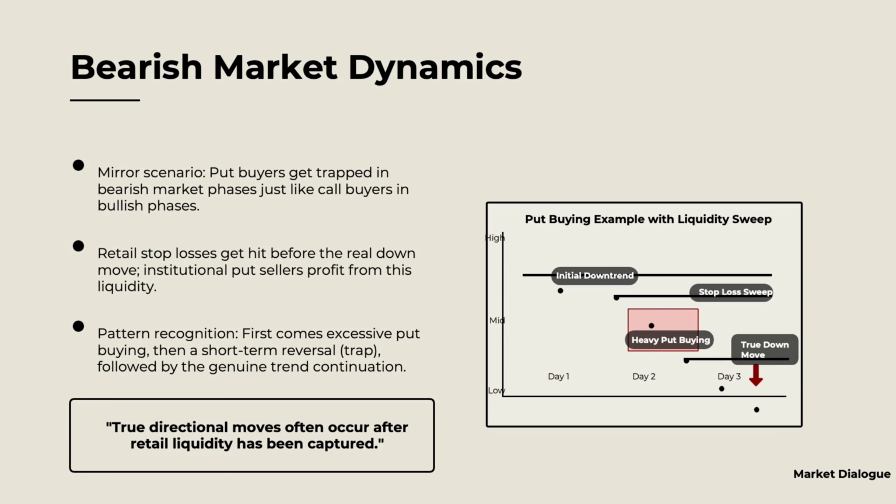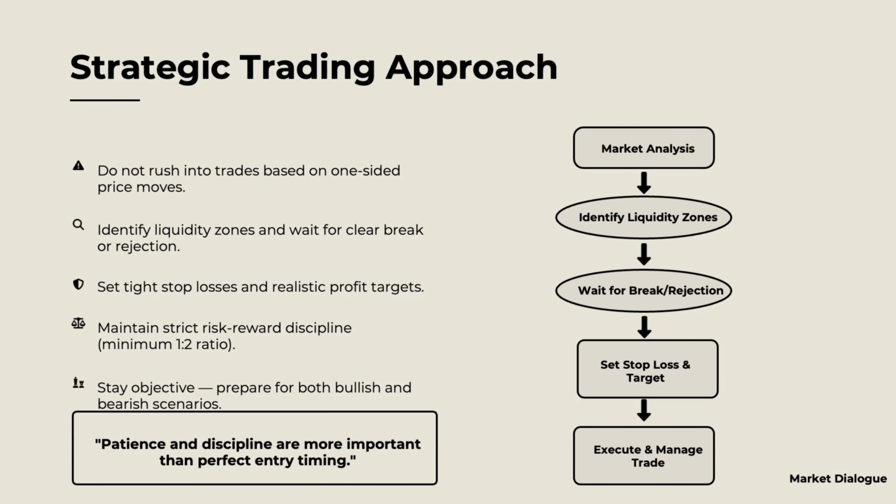Look at the 3-day sequence on this chart. Day 1 shows initial downtrend and heavy put buying. Day 2, surprise, price sweeps upward, hitting stops. Day 3, the genuine down move unfolds. The quote here captures it perfectly. True directional moves often occur after retail liquidity has been captured. Once you understand this pattern, you start seeing it everywhere, and more importantly, you stop being the liquidity.